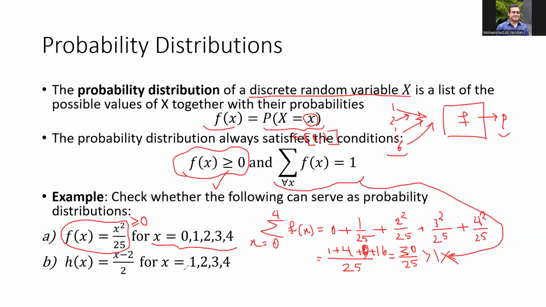But the second one, B, also is not a probability distribution, because if I substitute x with 1, h of 1 is 1 minus 2 divided by 2, which is negative 1/2. The probability cannot be less than 0. So this one also is not a probability distribution.